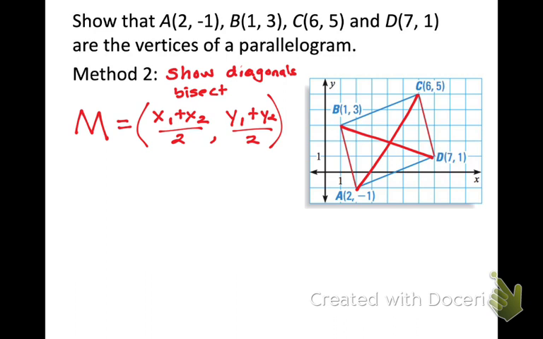So if I wanted to find the midpoint of diagonal BD, what are the x coordinates of B and D? 1 and 7. And then my y coordinates are 3 and 1. So that would simplify to 4, 2.